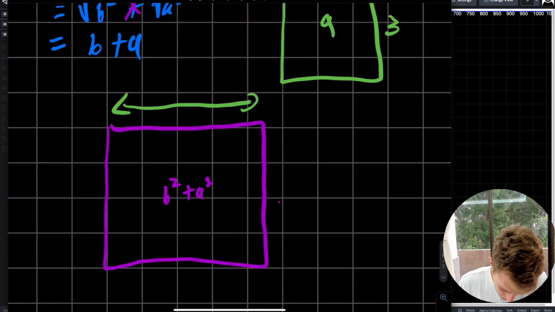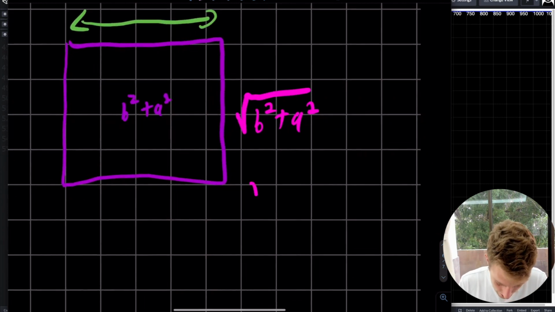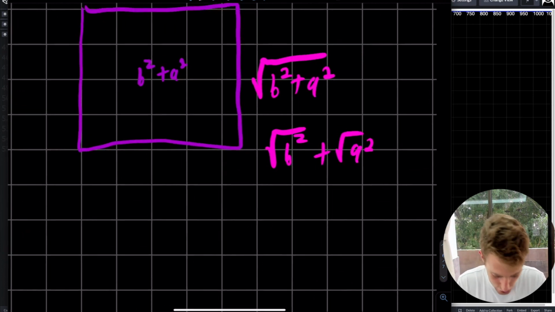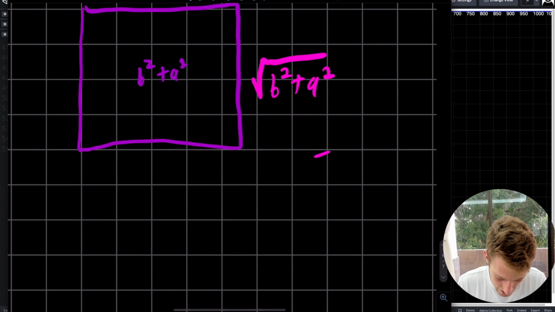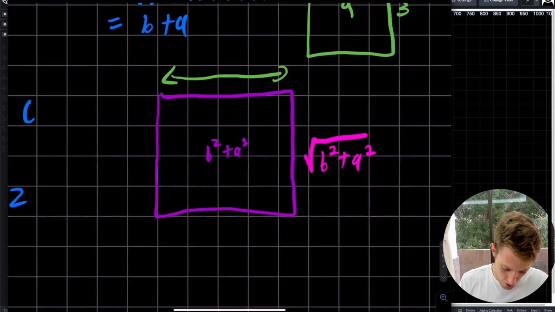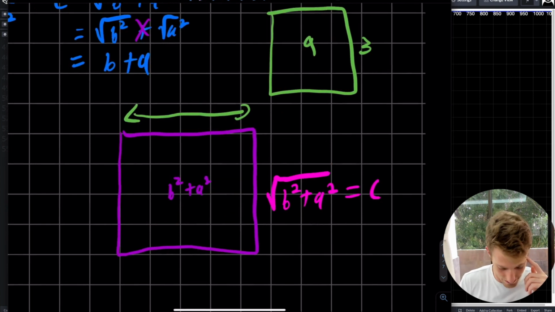I think it's this one. It's the square root of b squared plus a squared. Now that is not the same as the square root of b squared plus the square root of a squared. You have to keep the two together. Simply put, you could sub in numbers to see this, but understand that when we're taking the square root of a term like this, you can't separate them out. In this case, this will be equal to c.